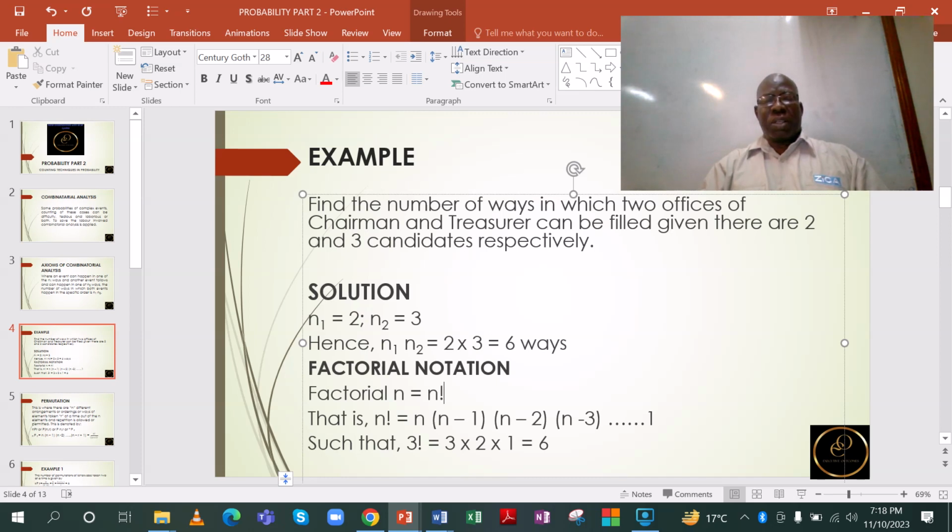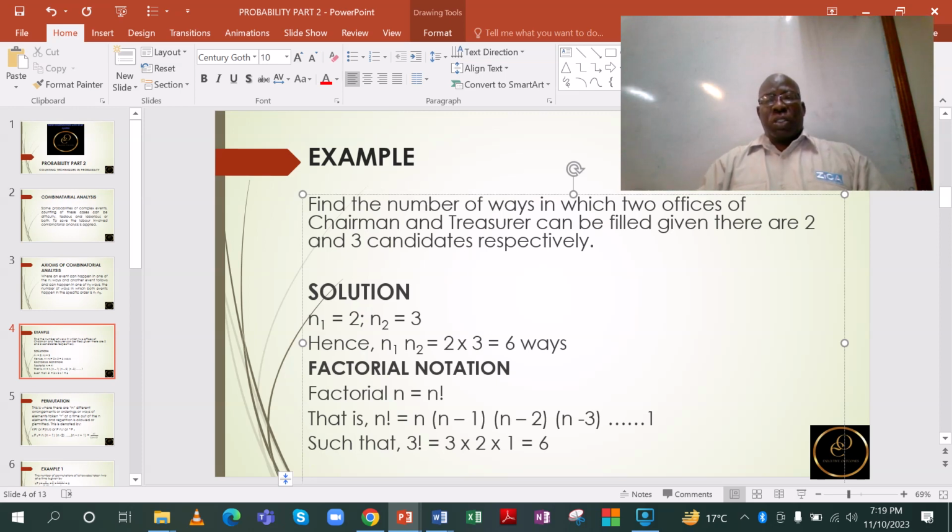So if you have 3 factorial as given here, it simply means that you are multiplying 3, the next one reduced by 1, you multiply by 2, then that is multiplied by 1, until you end up with 1. That's when you end this analysis. So 3 factorial means 3 times 2 times 1, which is equal to 6. That's how you look at n factorial.